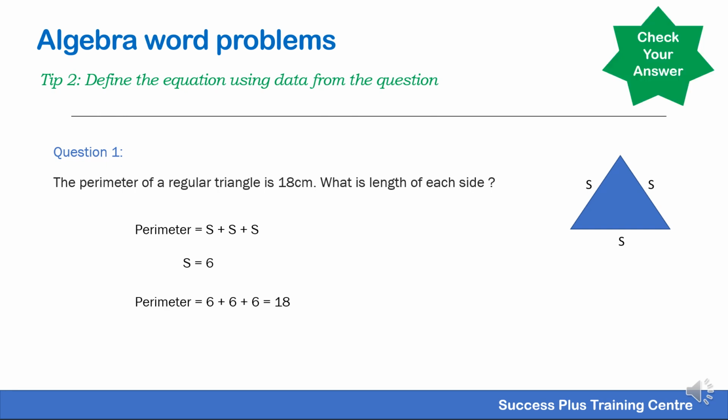It is quite important you check that the answer is sensible. So if S equals 6, does that mean the perimeter equals 18? To check that, we need to replace each S by the number 6. So perimeter equals 6 plus 6 plus 6, which equals 18. So my answer is sensible and correct.